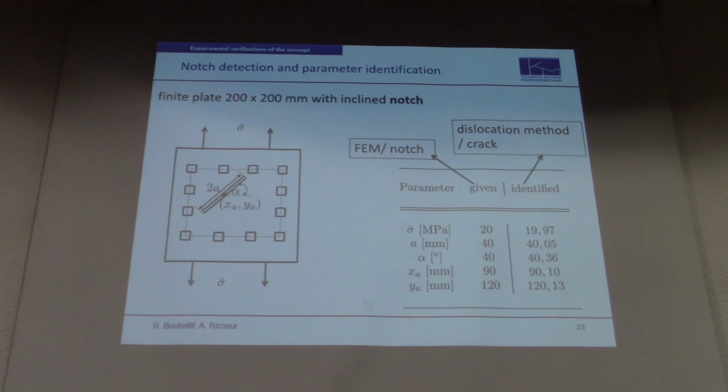So I come to the experimental results. We have here a finite plate with a notch. And the unknown parameters are the boundary load, the crack length, the crack inclination, and the crack position. And the given problem is here that we have calculated the strain for the notch with the finite element method, but the identified results emanate from the dislocation method for the finite plate with crack. And we can see also that the given problem and the identified result are similar.